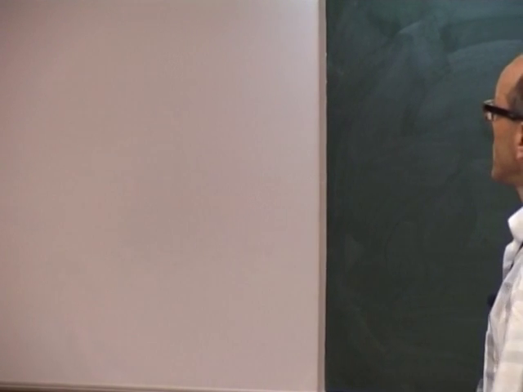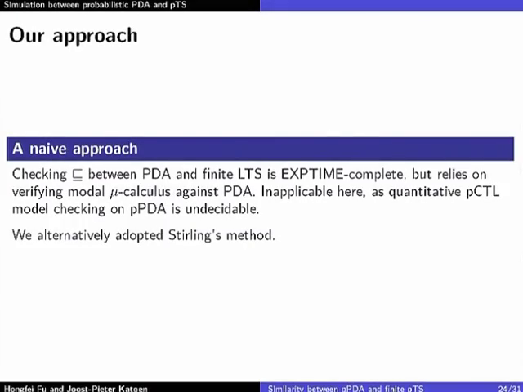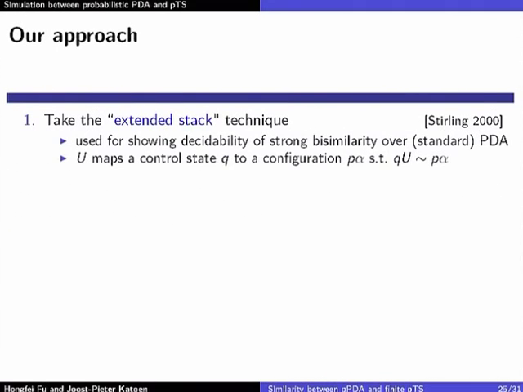Okay? Good. So what we did is we applied a technique that has been developed by Colin Stirling in 2000. Stirling called this technique the extended stack technique, and he used that for checking strong bisimulation between pushdown automata. The idea is the following. You take an extended stack symbol U, which is actually a function. So this extra symbol that you add to your stack alphabet is a function which maps a control state to a configuration. The intuition of Stirling was, you do this if this QU is bisimilar to P alpha.